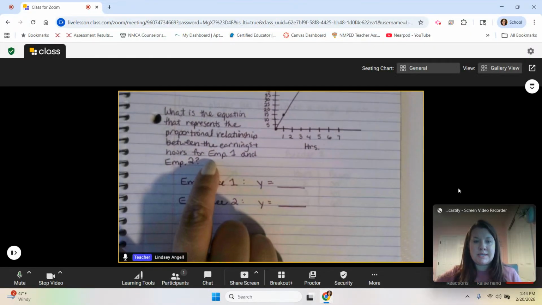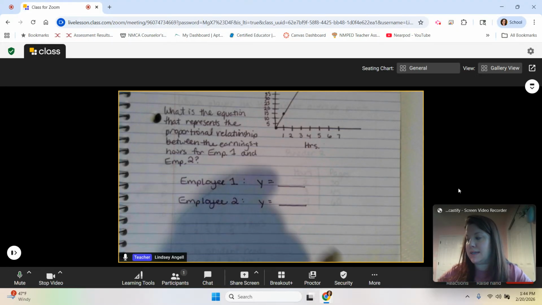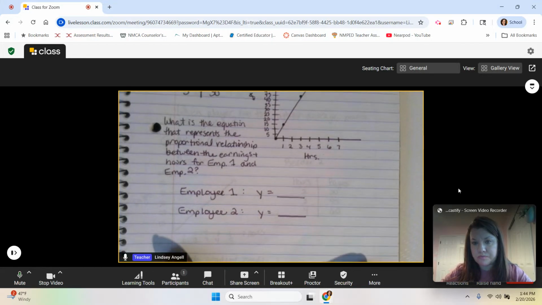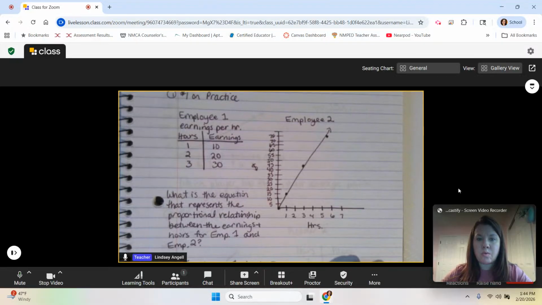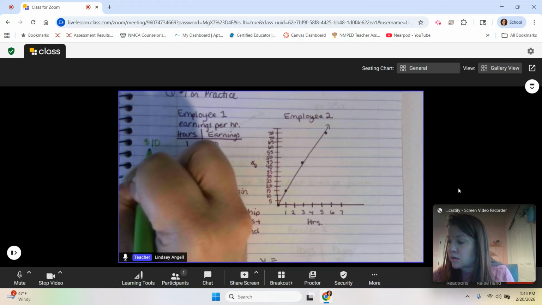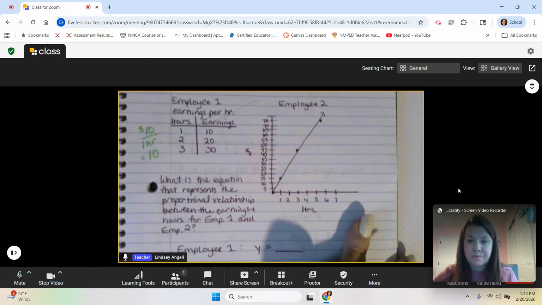So the question is, what is the equation that represents the proportional relationship between the earnings and hours for employee 1 and employee 2? So there's two answers that you need to give for this one. You need to give the equation for employee 1 and the equation for employee 2. Now, really what we're looking for is the unit rate, because when we find the unit rate, that can tell us what our slope is, okay? So for this one, I already said it pretty much, right? It was $10 for every 1 hour. So in this case, the slope is 10.